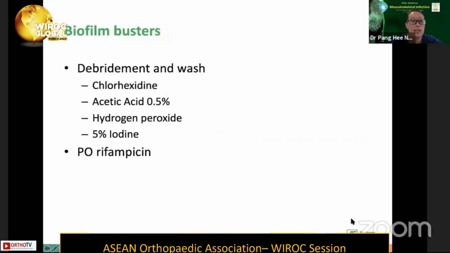Okay. Right? So in the debridement, you will do a proper debridement, and these are the biofilm busters that we use in our institution: chlorhexidine, acetic acid 0.5%, hydrogen peroxide, and 5% iodine. This will help to eliminate aerobic, anaerobic, fungal, and mycobacterial organisms. Postoperatively, rifampicin is also another biofilm buster. We keep them on rifampicin for a while, starting them on or continuing them on antibiotics that can target the pathogens.